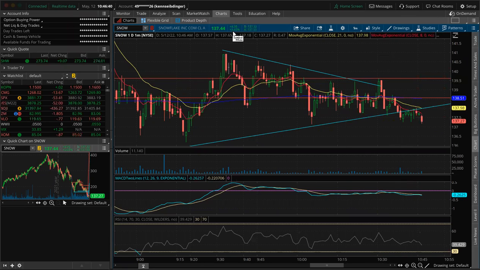So right now we're up 4 points. We were up 12 points to the upside. So it gave me a lot of opportunity. I wouldn't be surprised if SNOW ends up in the red before the day's done.